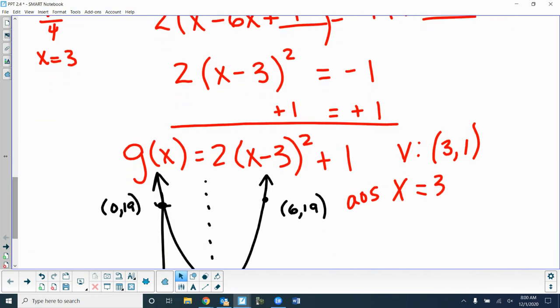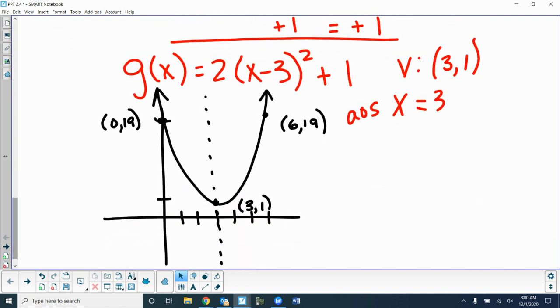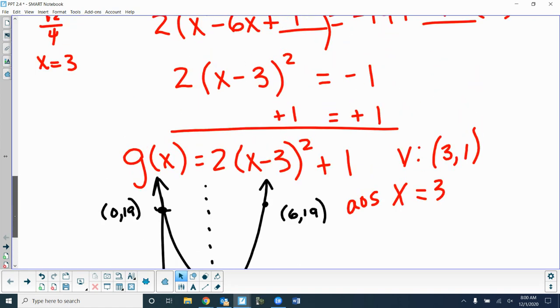Now, how do you graph it? Okay. We know that the vertex is 3, 1, so I find that on my graph. I know my axis of symmetry is x equals 3, so it's that vertical line that goes right through the middle of it. All right.